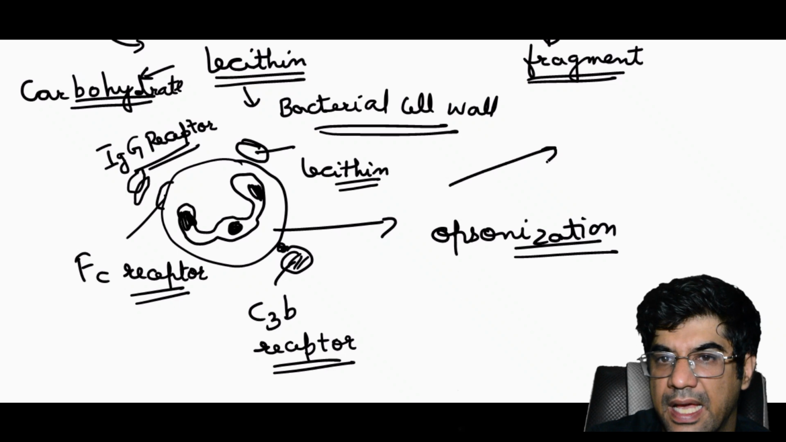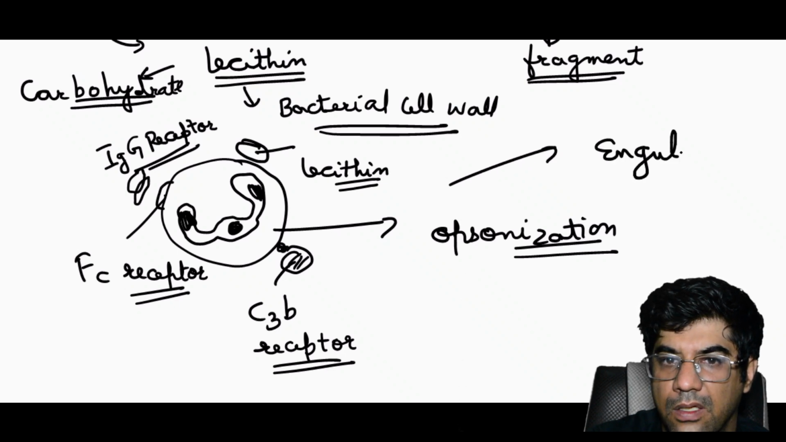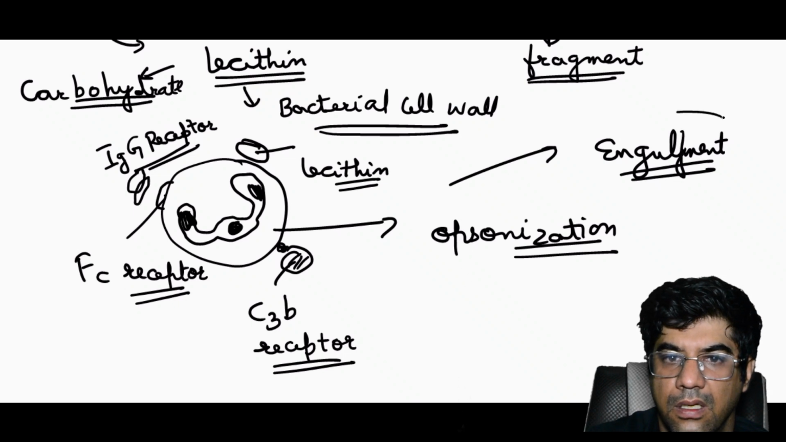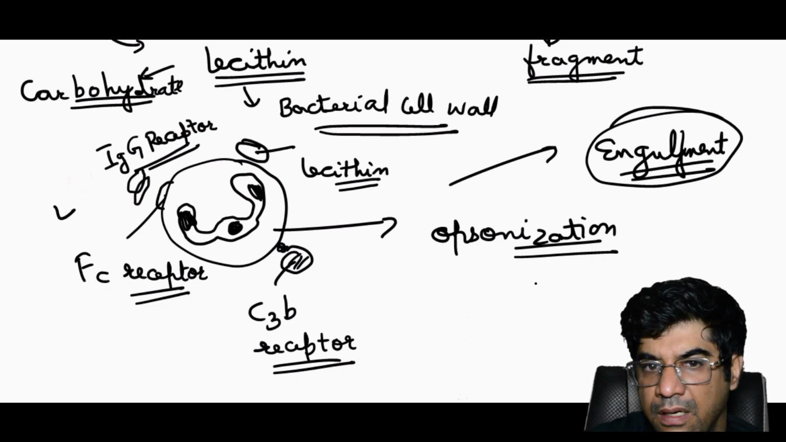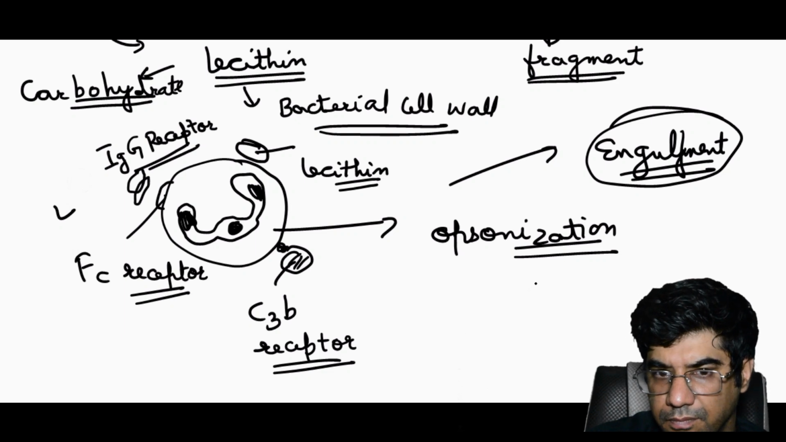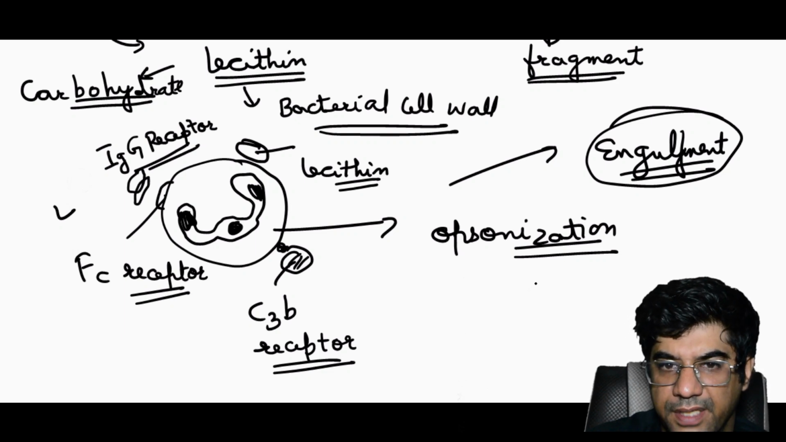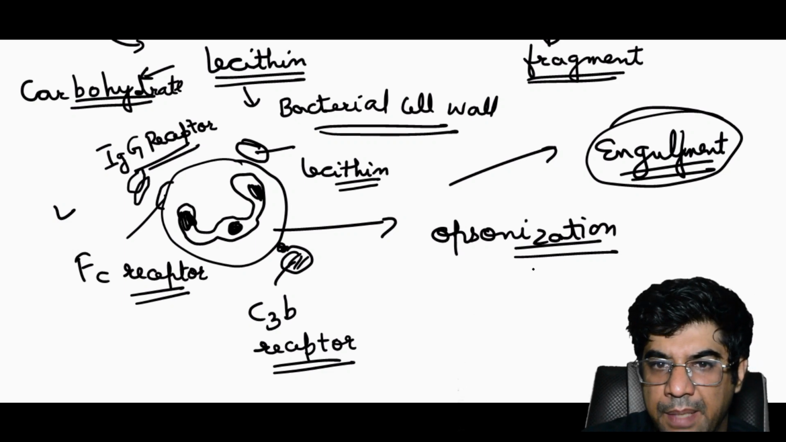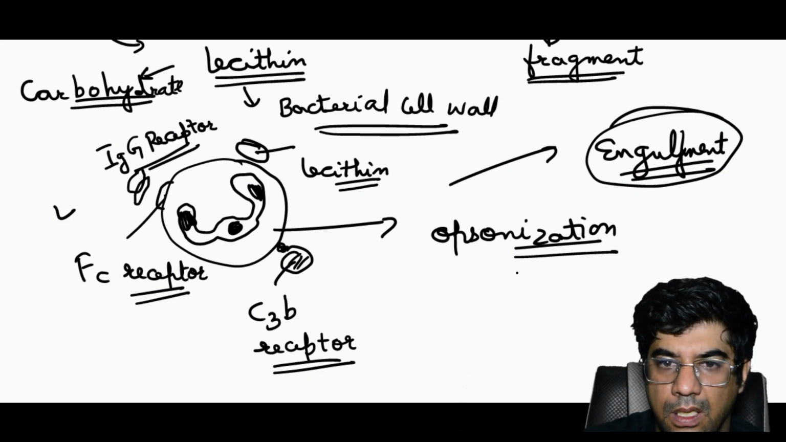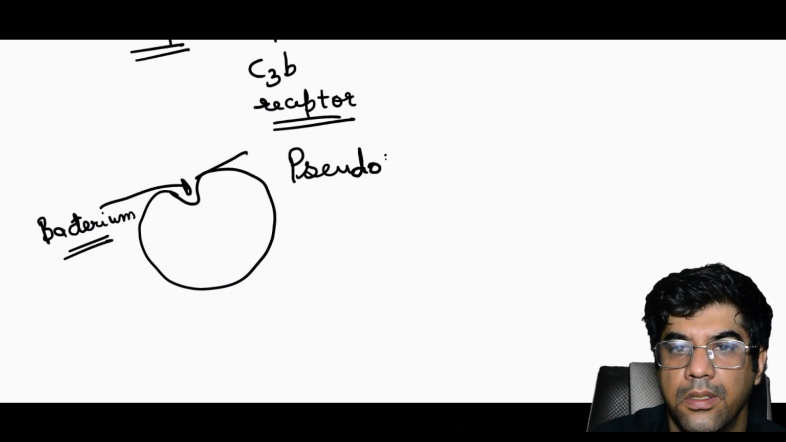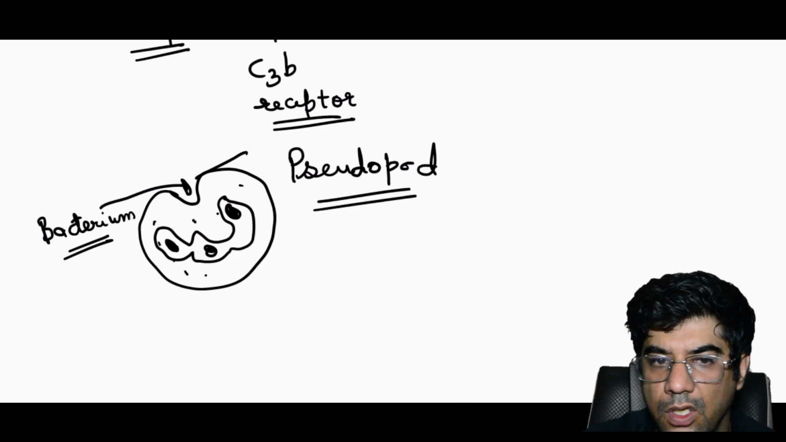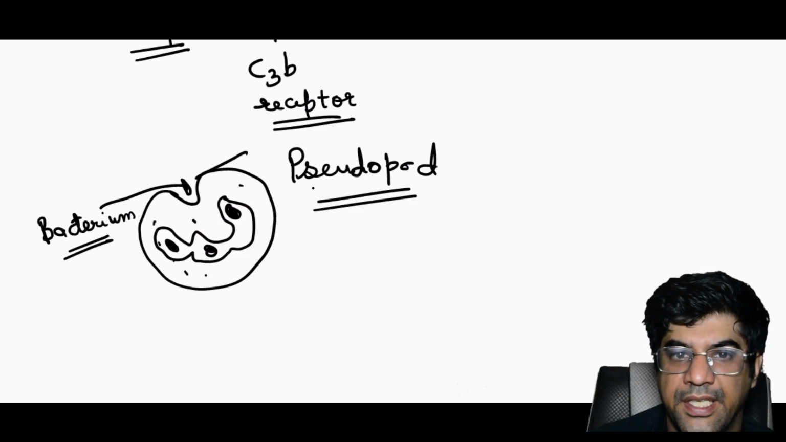The next stage is engulfment. Once the microorganism is opsonized, the phagocyte is ready to engulf it. The phagocyte will extend its membrane around the microorganism, so it will form a pseudopod.